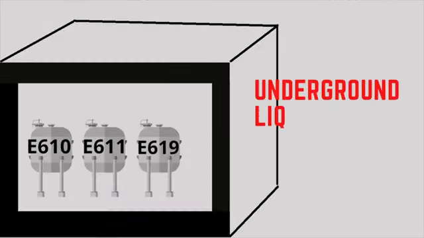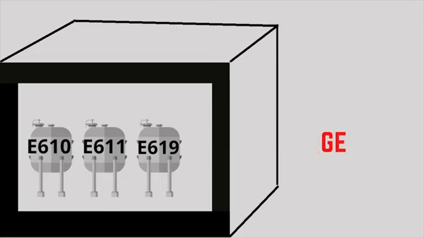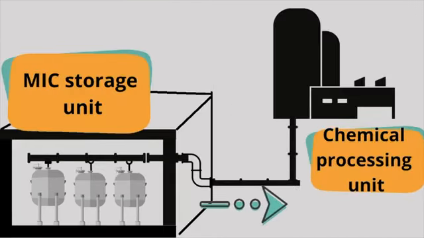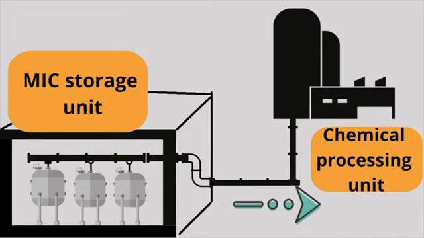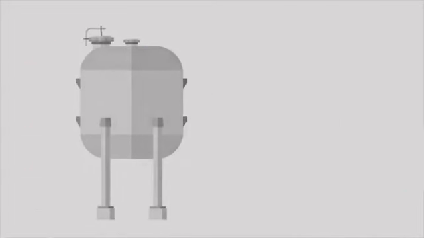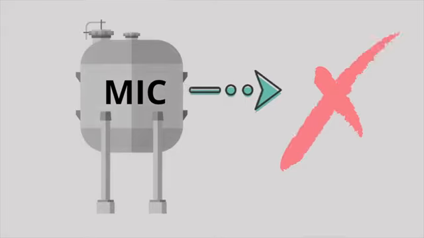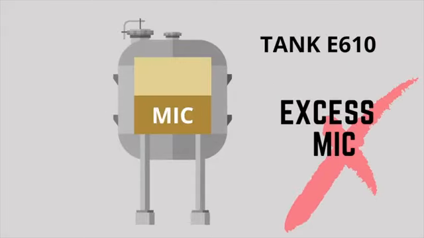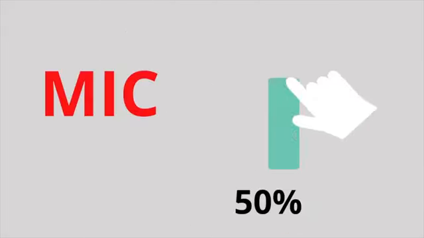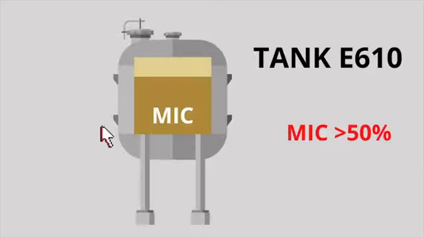The Bhopal facility housed 3 underground liquid MIC storage tanks. The company installed a pipeline as a shortcut from the MIC storage unit to the nearby chemical processing unit. By late October 1984, Tank E610 lost the ability to effectively pressurize with nitrogen gas, which meant that the liquid MIC contained within the tank could not be pumped out. MIC accumulated inside the tank to way more than 50%, and could not be pumped out.